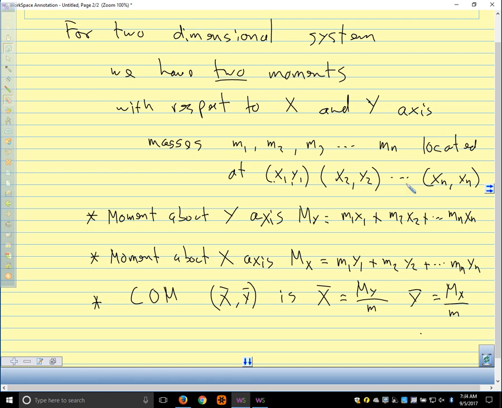All right, so this is for a discrete system. What we want to do is now talk about a continuous system. So we have that piece of cardboard that I talked about. We want to find the center of mass of some shape of that piece of cardboard. So we call those planar lamina. And this addition then is going to become integration.